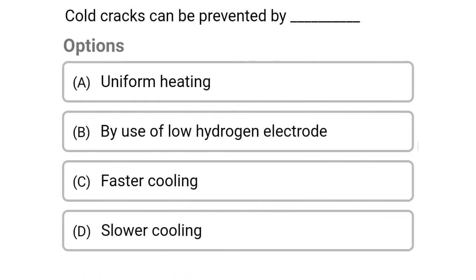So next question, cold cracks can be prevented by option A uniform heating, option B by use of low hydrogen electrode, option C faster cooling, option D slower cooling. So the correct answer is option B by use of low hydrogen electrode.